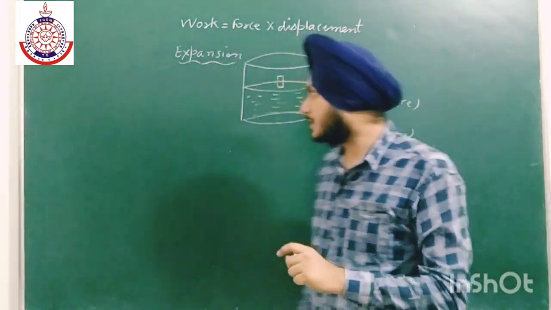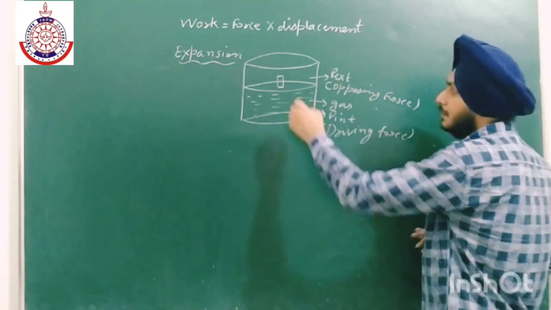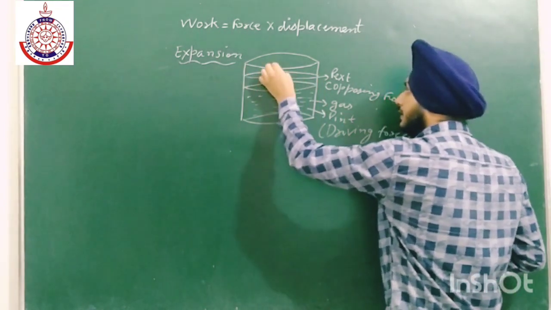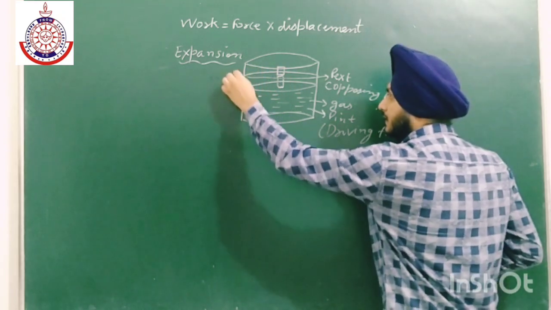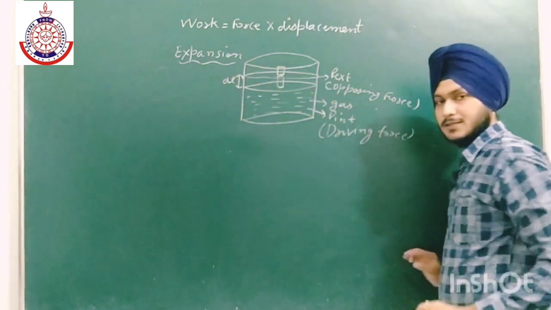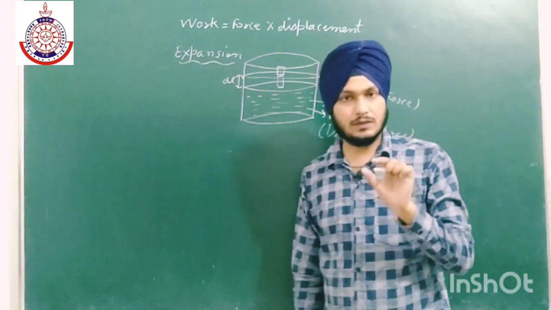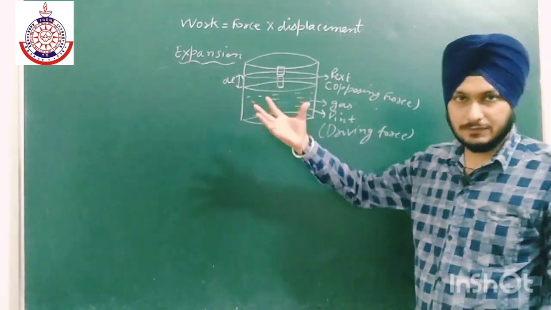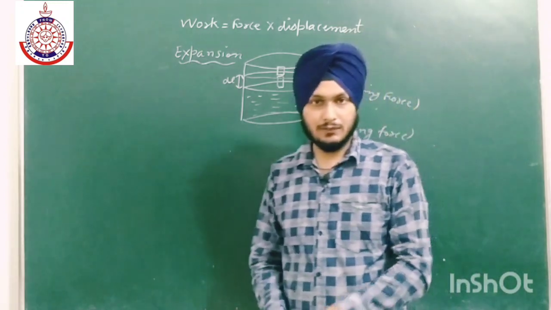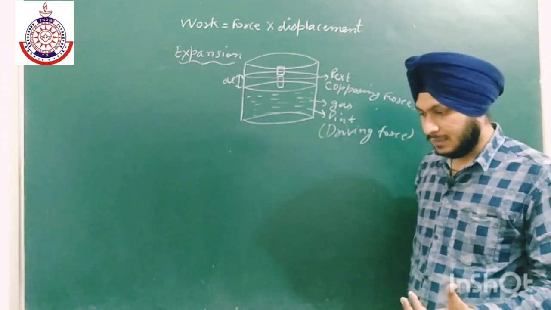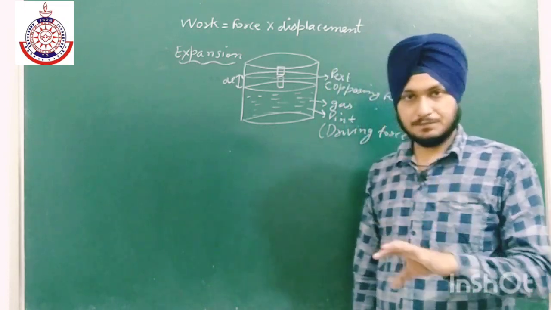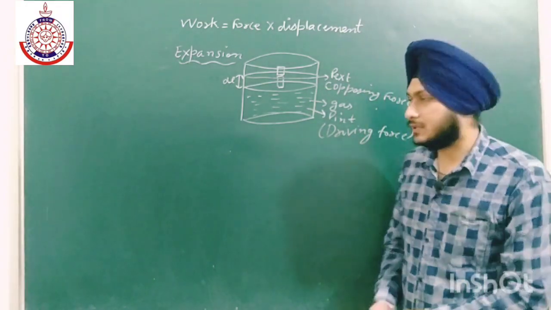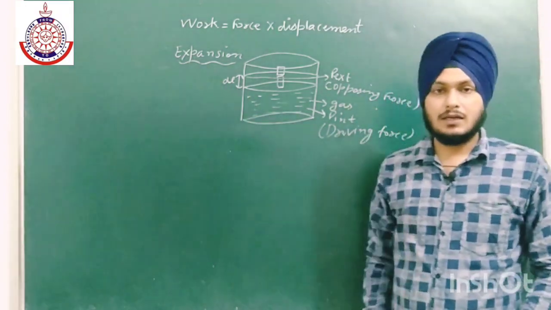Now, in case of expansion, let us assume that the piston displaces or expands up to this point, by a small distance dl. This is the small displacement, and we have to calculate the small amount of work done by the system. And we all know that if the system does work, it comes out to be negative. We have already discussed in previous classes that work done by the system is taken as negative, and work done on the system is taken as positive. So in expansion, work done is negative.